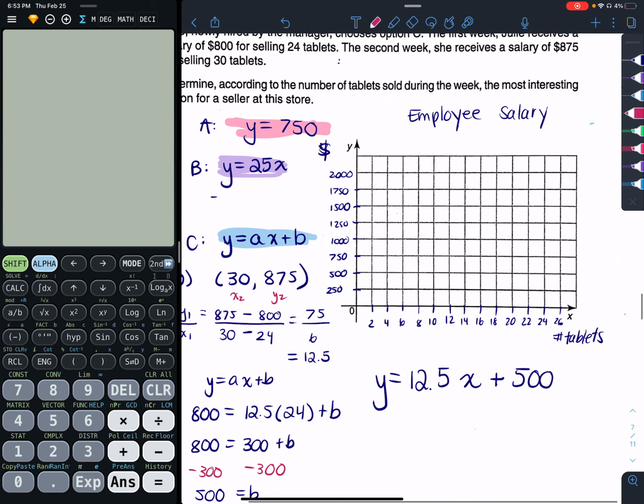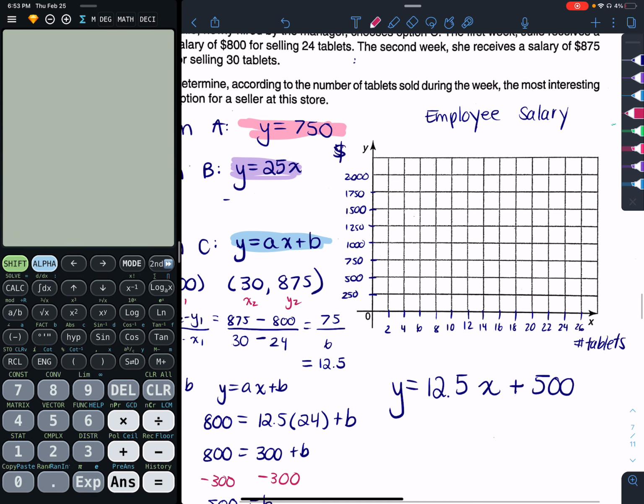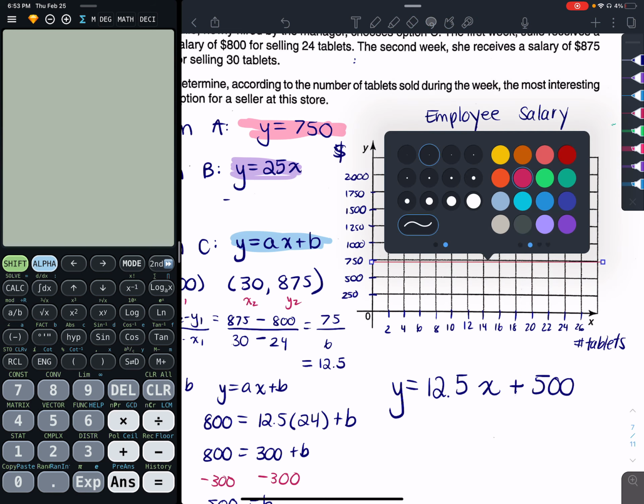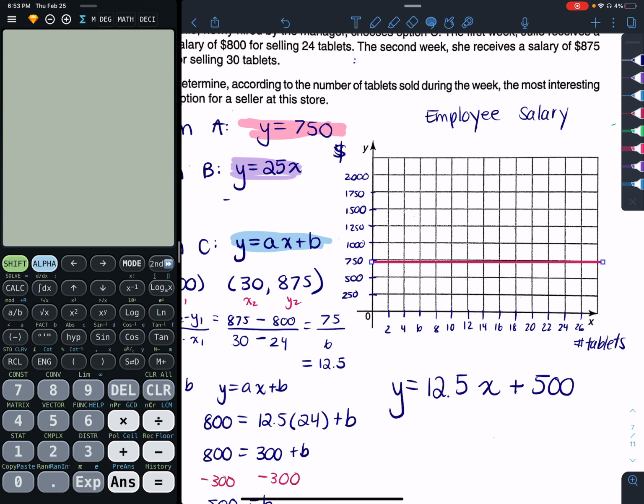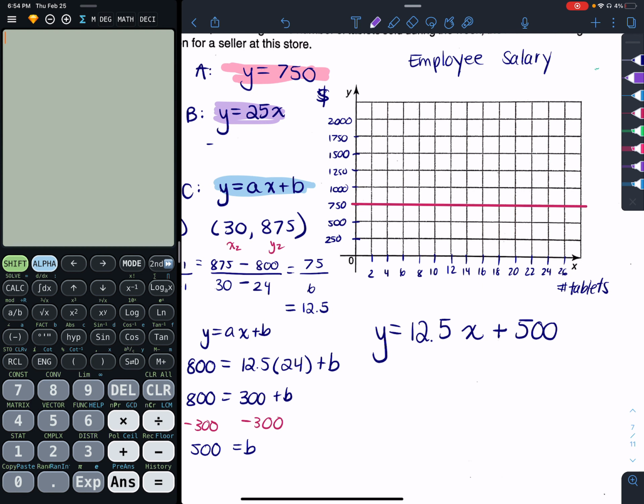Okay, so our option A, that's going to be our pink line. So that goes straight across at 750. That one's not very complicated. Let's make that bigger. Our purple line goes up by $25 for every X value.